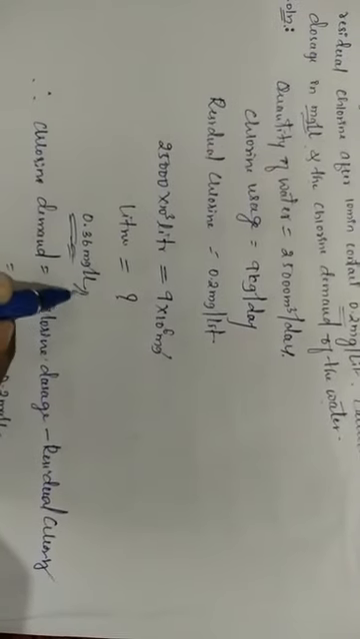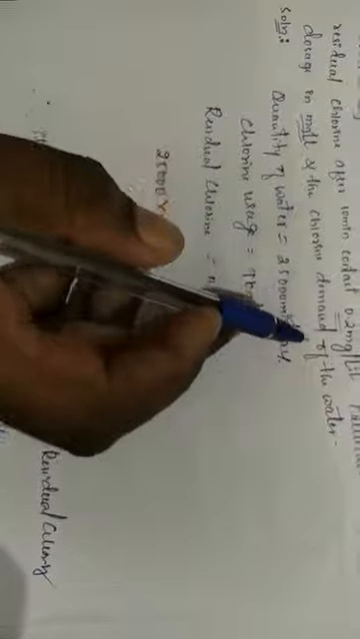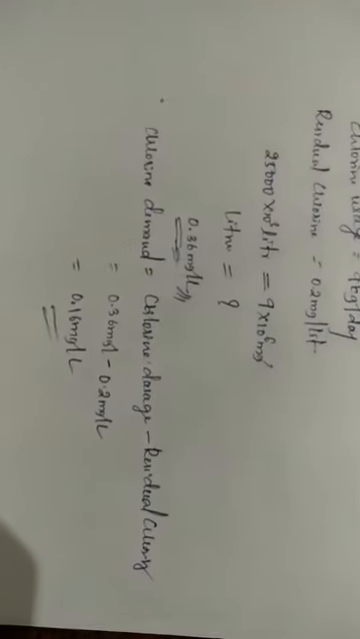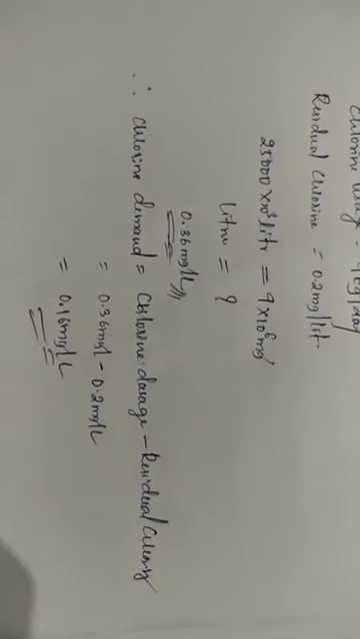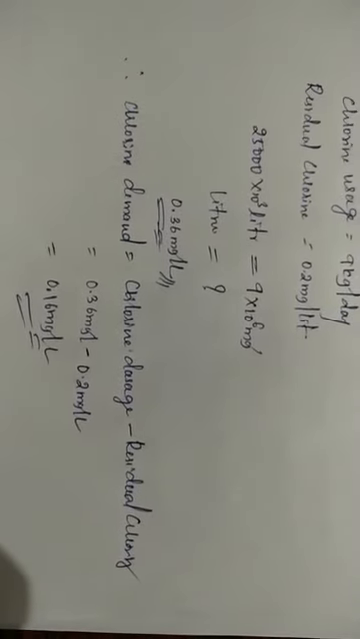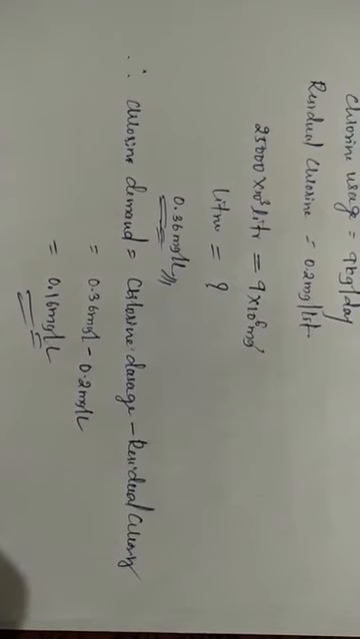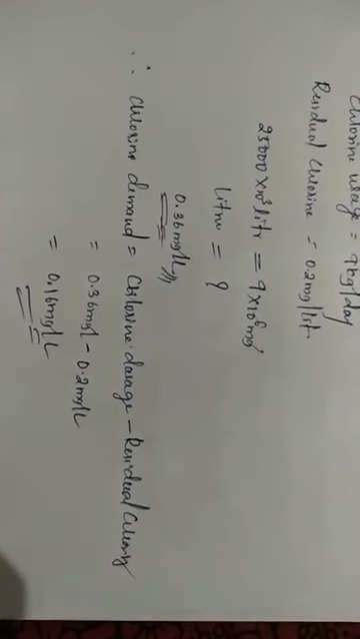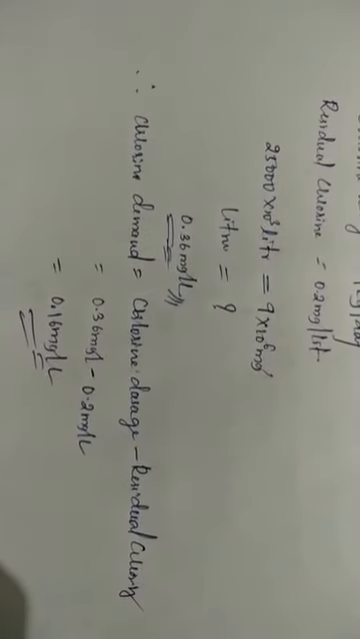This is in mg per liter. They have asked to calculate the chlorine dosage in mg per liter, so that is the answer. And second, the chlorine demand of the water is 0.16 mg per liter. So this is how to do the estimation of chlorine or estimation of bleaching powder in the water treatment plant.